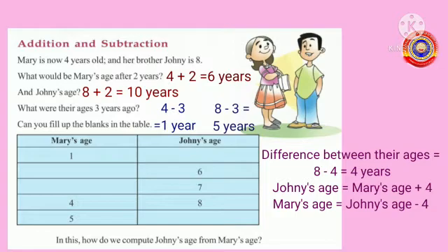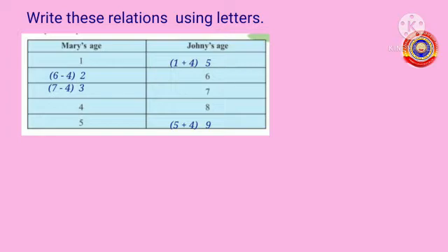Now we shall complete this table. When Mary was 1 year old, Johnny's age is equal to 1 plus 4, that is equal to 5 years. When Johnny's age was 6 years, Mary's age is equal to 6 minus 4, that is equal to 2 years. When Johnny was 7 years old, Mary's age is equal to 7 minus 4, that is equal to 3 years. When Mary's age will be 5 years, then Johnny's age is equal to 5 plus 4, that is equal to 9 years. We have completed this table.